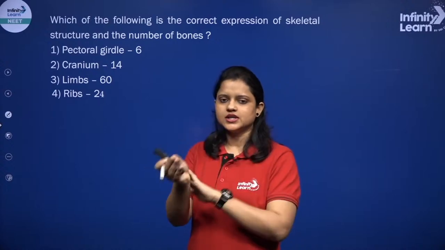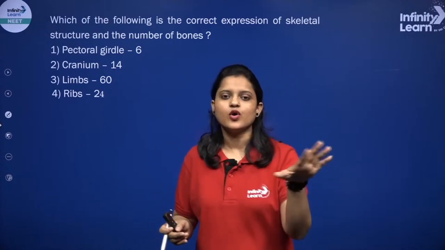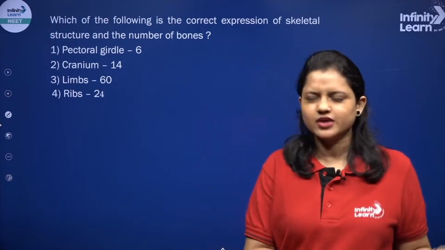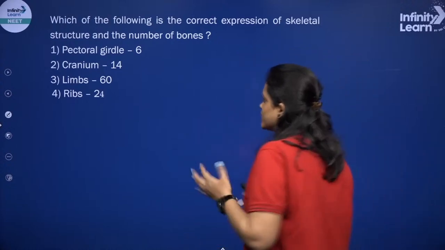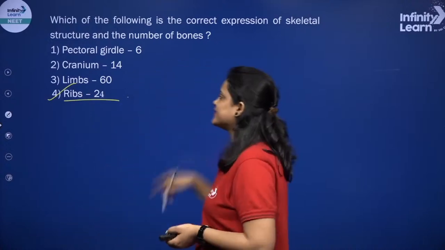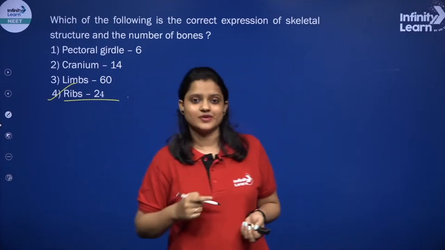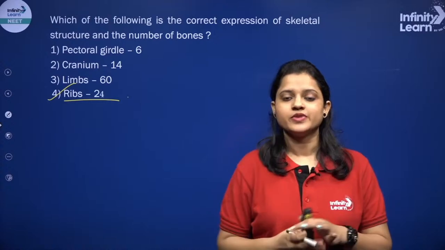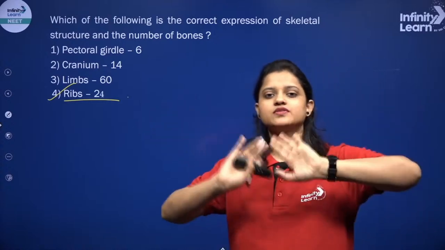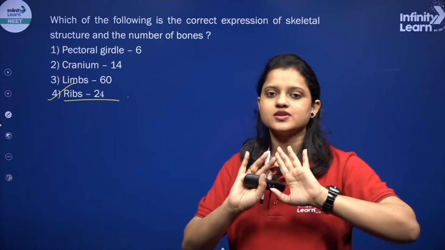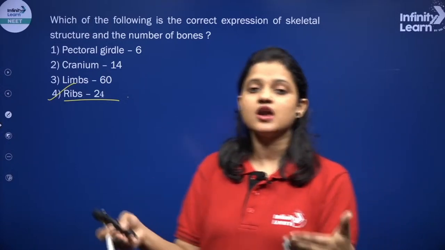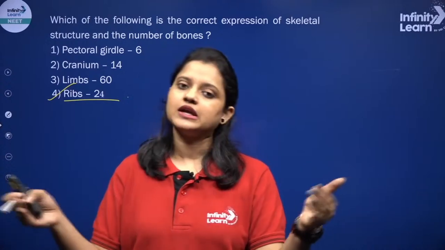Limbs are 60. See, 30. In forelimbs you have 60 bones. In hind limbs you have 60 bones. Total should be 120, not 60. Ribs are 24. Yes, there are 24. There are 12 pairs of ribs. So it will make 24 ribs. Out of which we know that 2 pairs are floating ribs, which are attached to the vertebral column on the dorsal side, but they are not attached to any structure in front, so that's why they are known as floating ribs. They protect our kidneys.